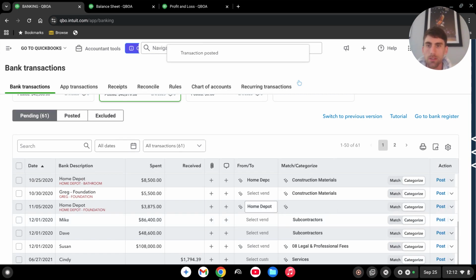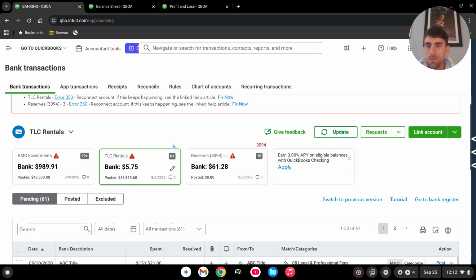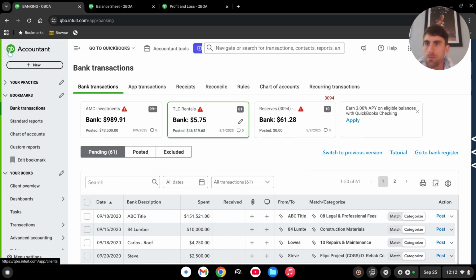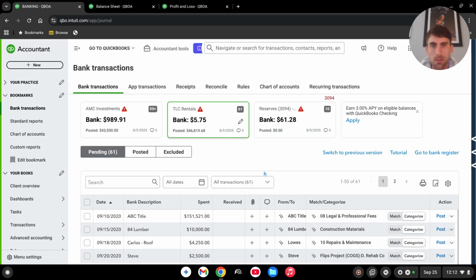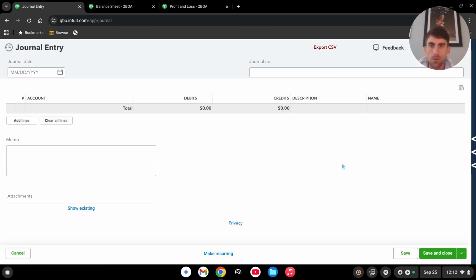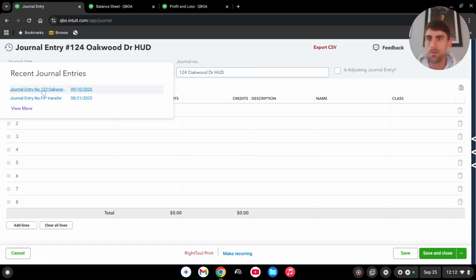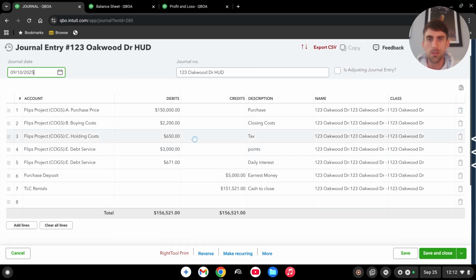Okay, so that's also going to be sitting on the balance sheet. So now that we have the property, we're going to create a journal entry. And the title company will give a HUD statement. And this is where we fill out the HUD into the books. So you'll see purchase price was $150,000.